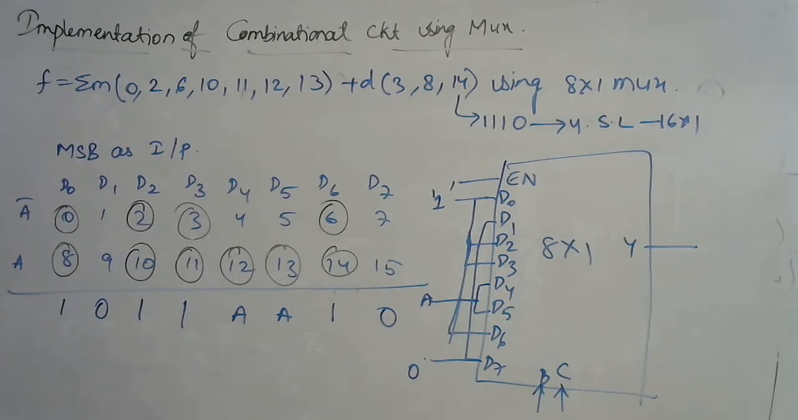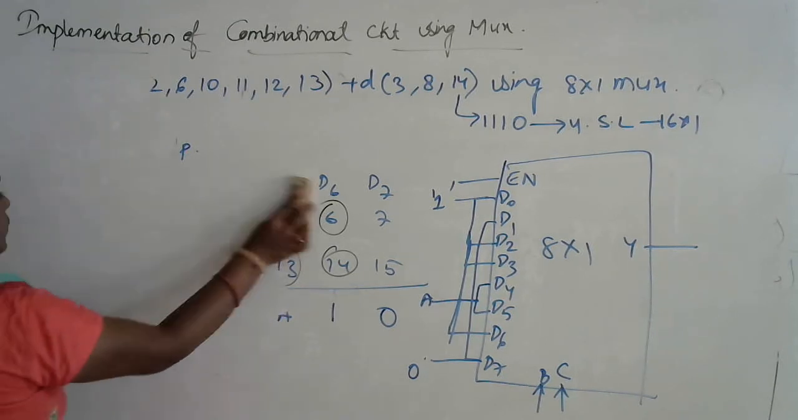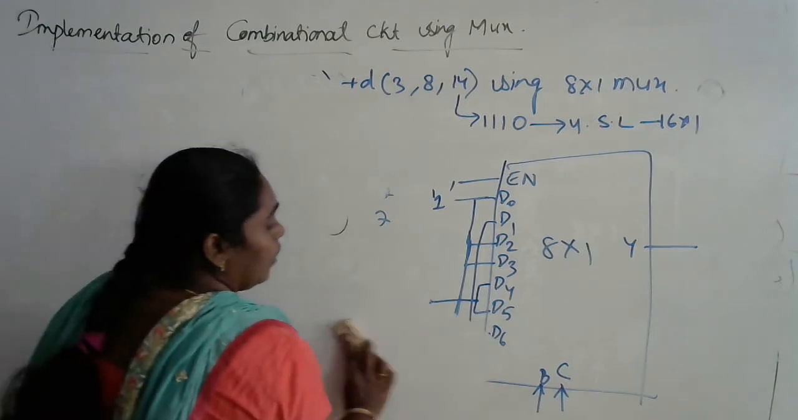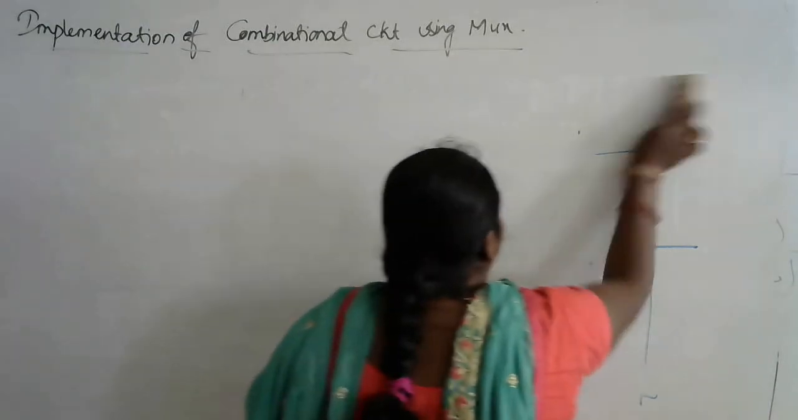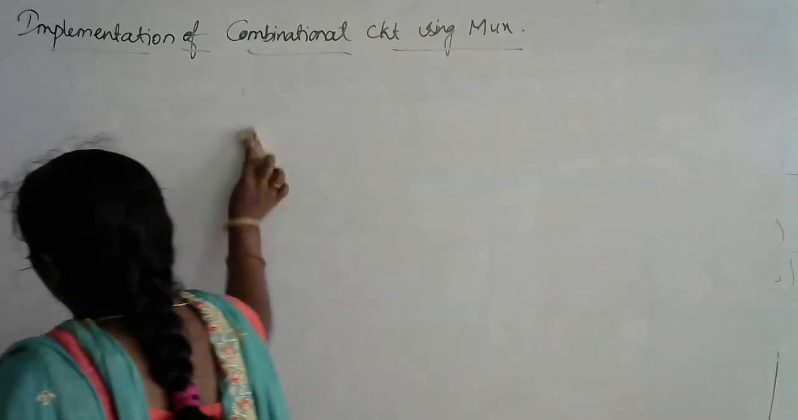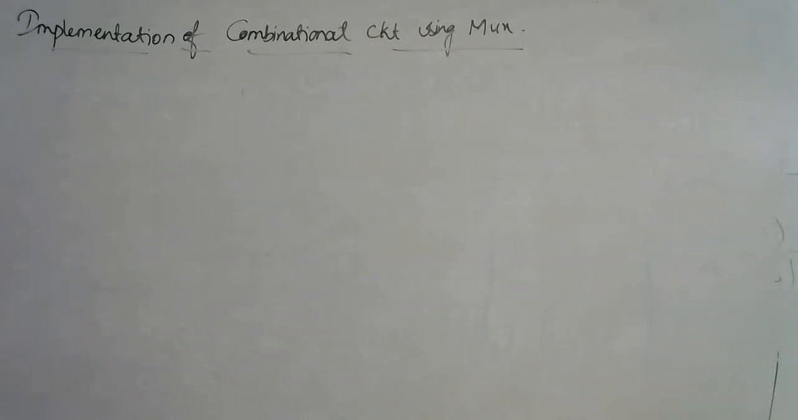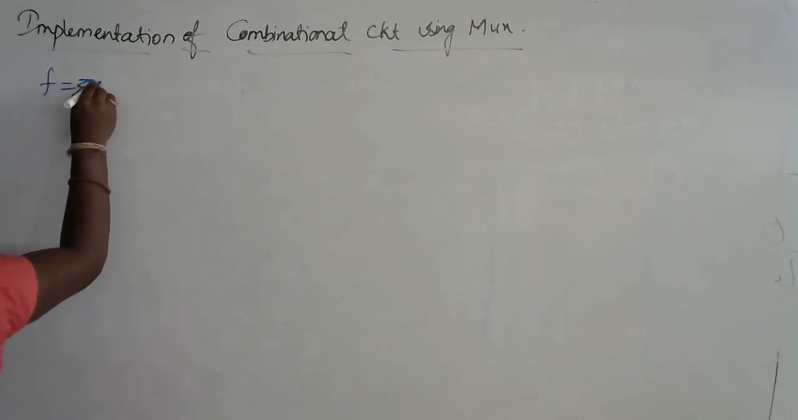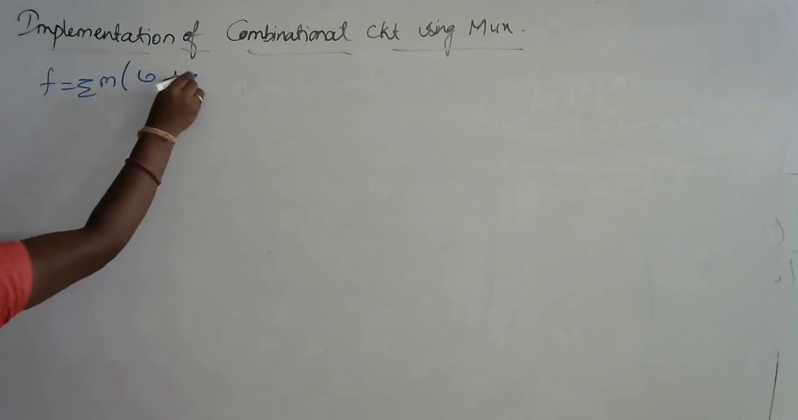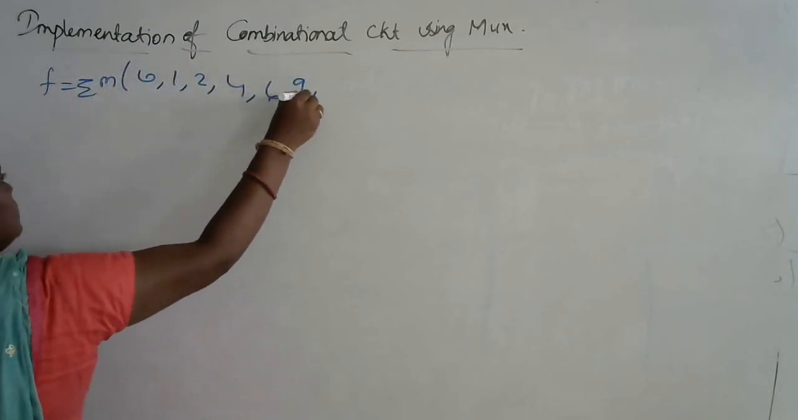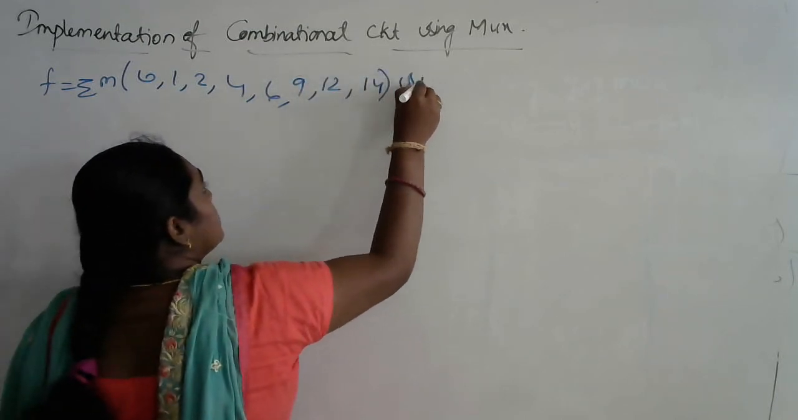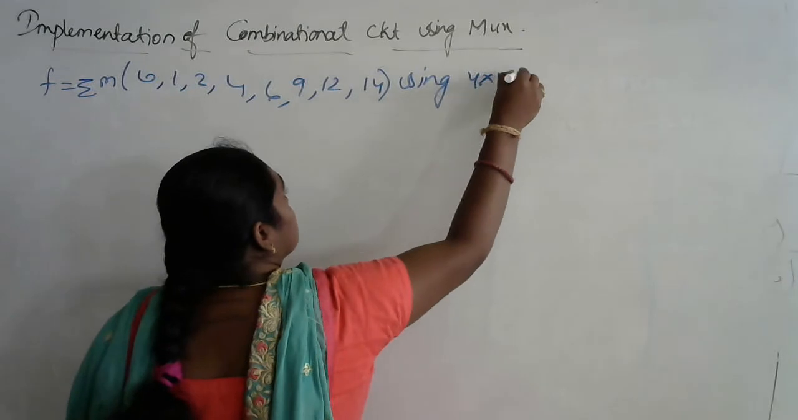Now let us see the last problem: how to implement a given Boolean function by using a multiplexer along with the cascading operation. Here cascading is used in order to expand the size of a multiplexer. So the question is, we need to design f is equivalent to sigma m of 0, 1, 2, 4, 6, 9, 12, 14 using 4 by 1 mux.